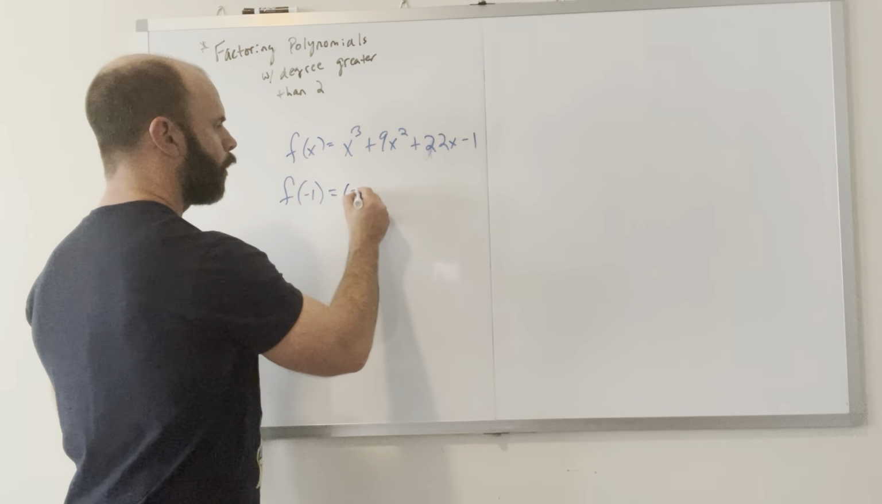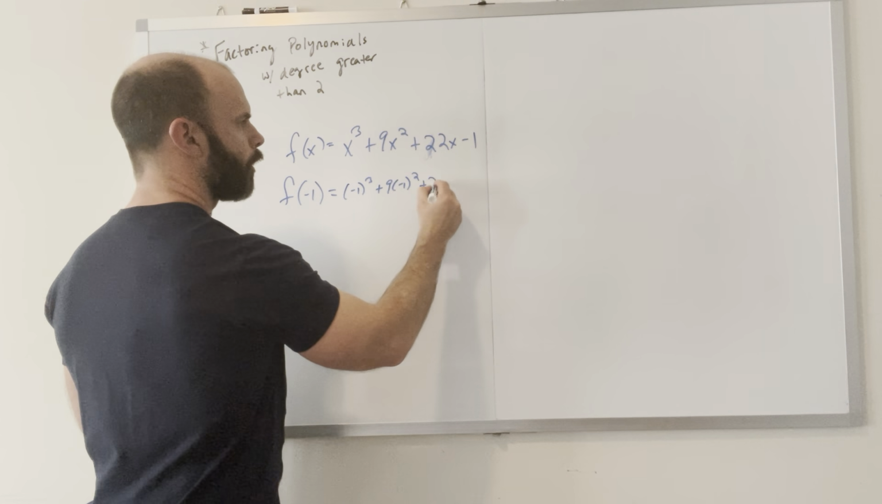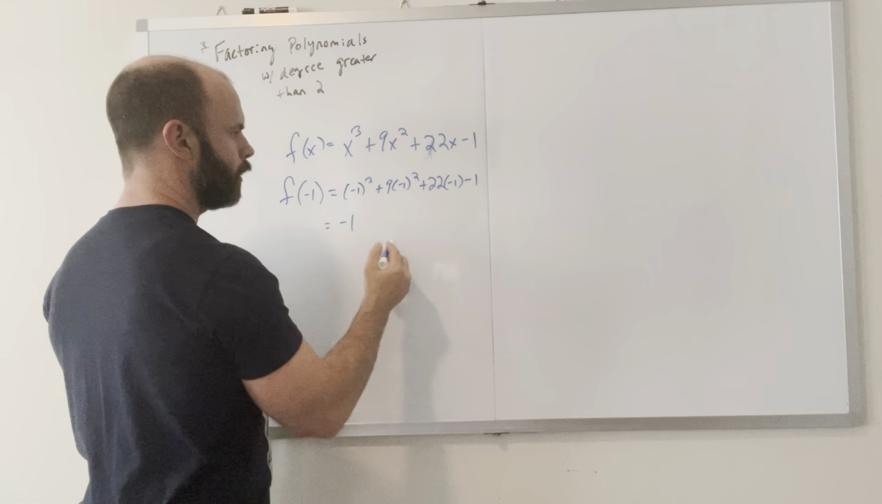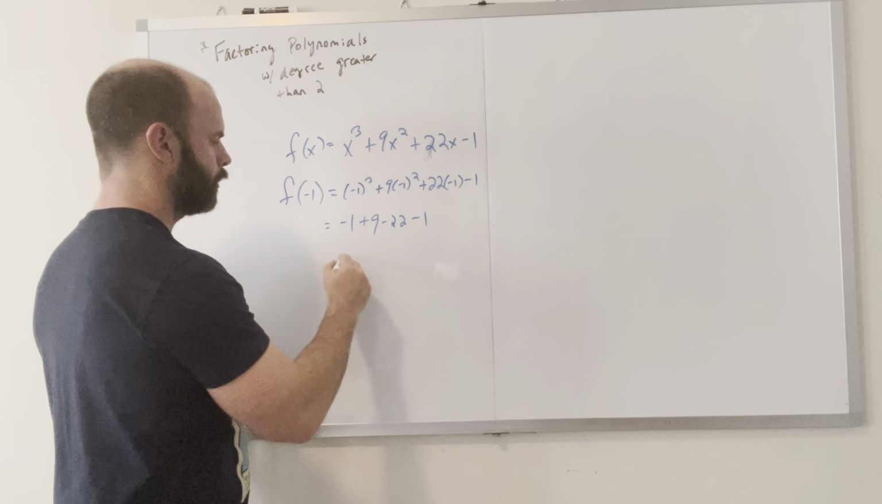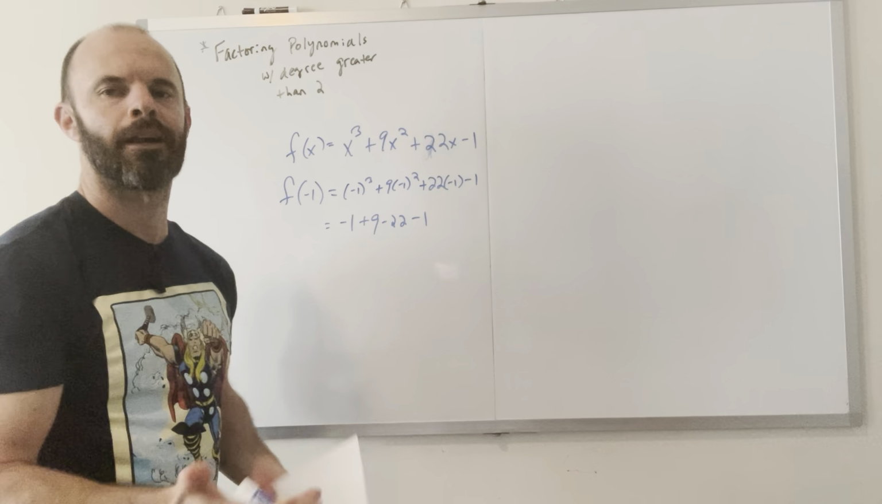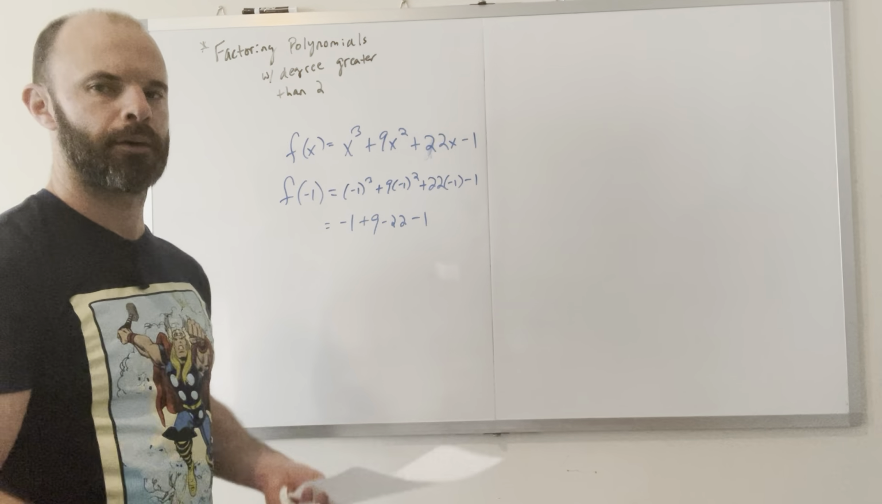So negative 1 cubed plus 9 times negative 1 squared plus 22 times negative 1 minus 1. So negative 1 plus 9 minus 22 minus 1. And I can already tell there's no way that'll be 0. So therefore, it's not a root. It has a remainder, so it cannot be one of my roots.